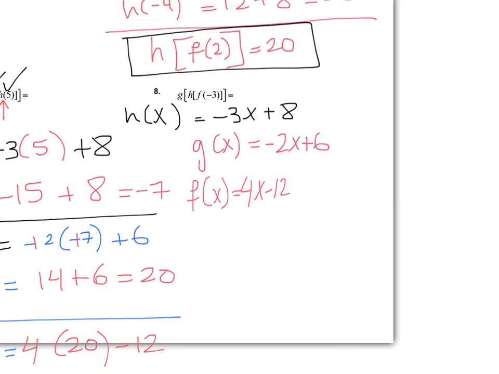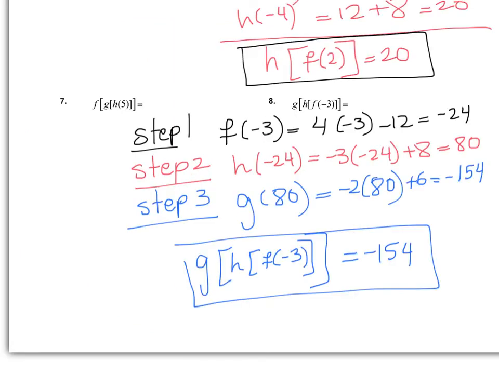Then play the video again to check your answer. So as you can see, the final answer is going to be negative 154. And since this is a composite function made up of 3 functions, we have 3 different steps.